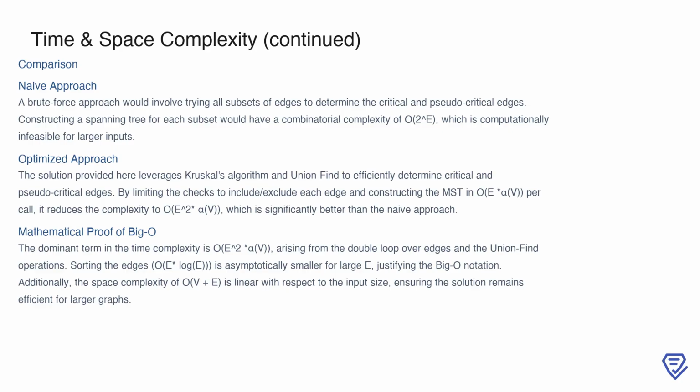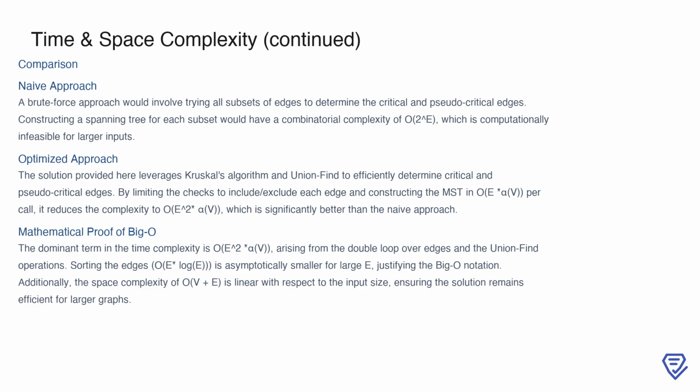By limiting the checks to only include or exclude each edge and efficiently constructing the MST in O(E * α(V)) for each call, the overall complexity reduces to O(E² * α(V)), a significant improvement. To justify the big O notation, the dominant term in the time complexity is O(E² * α(V)), arising from the nested loop over the edges and the union find operations.